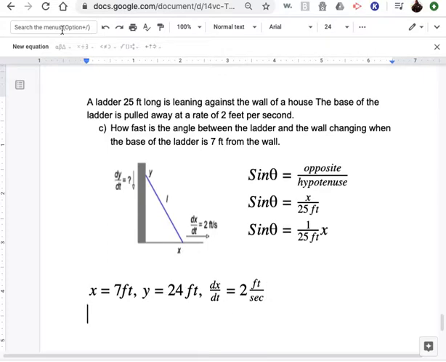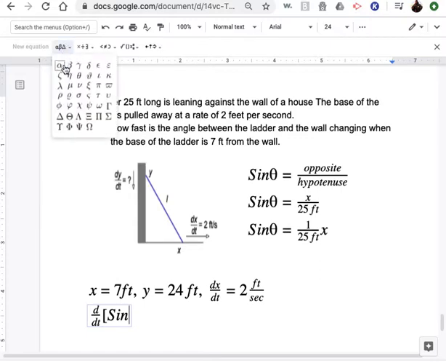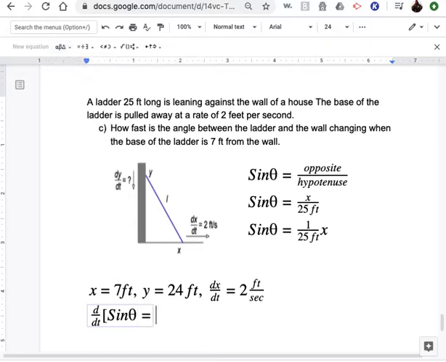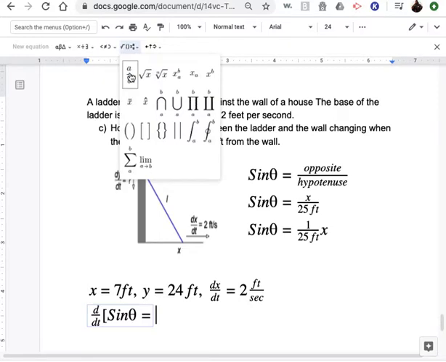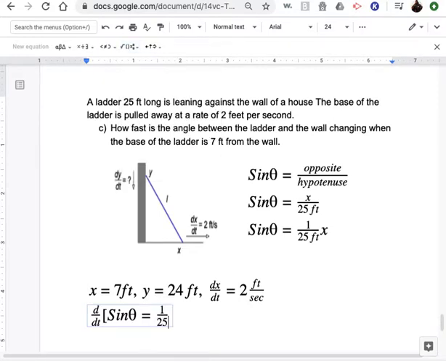So let's go ahead and take our derivative. We're taking a time derivative, so I'm going to start with d/dt. We're taking the derivative of sine theta equal to 1 over 25x. The derivative of sine theta will give us cosine theta.